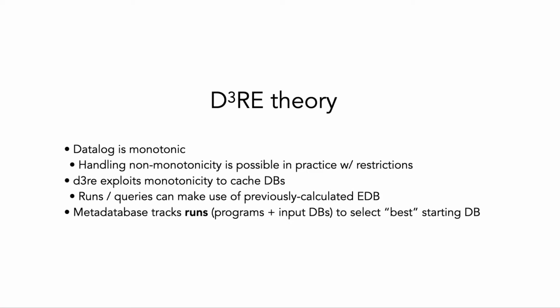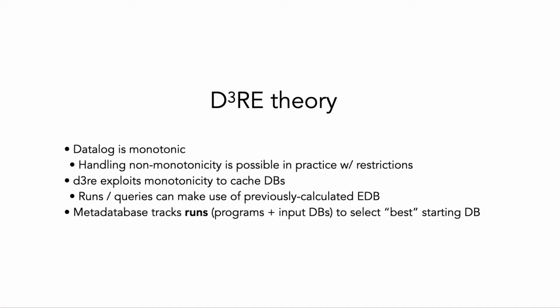Now I'm going to briefly discuss the theory behind D3RE. D3RE exploits one basic fact about datalog. Datalog is monotonic. That means you're strictly going to add more and more facts as you learn more about the program. In practice, there are occasionally times in which you might want to handle non-monotonicity. For example, you might want to remove facts from the database. We can handle that as well. D3RE exploits this monotonicity to cache databases.